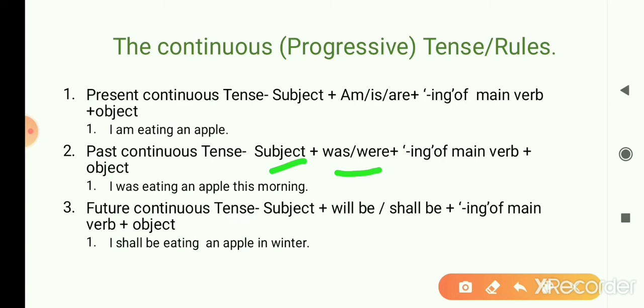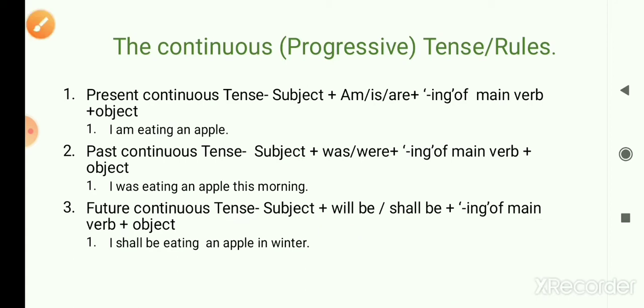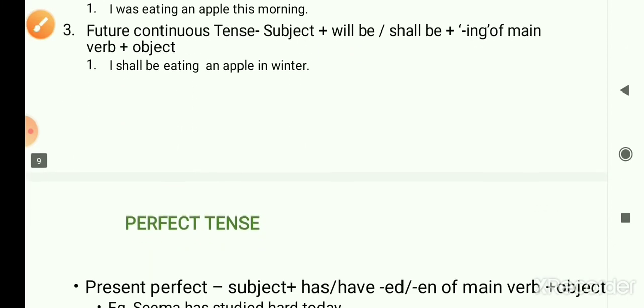Future continuous tense. Here let's see. Subject plus will be, shall be plus ing of main verb plus object. Then it will be I shall be eating an apple in winters. Now let's go to the next.